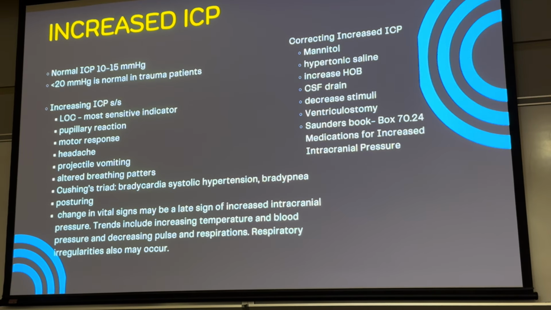What about coughing? That's gonna increase my ICP, right? If I need to cough, only cough a little bit. If I need to suction them, less than 10 seconds. Give them a pretty good break before I continue.